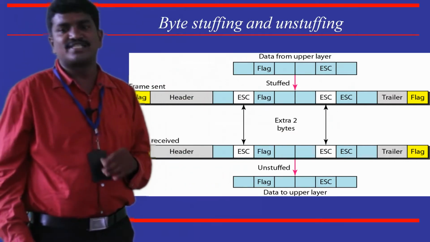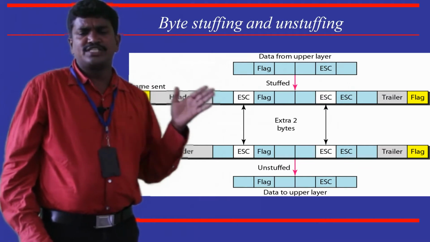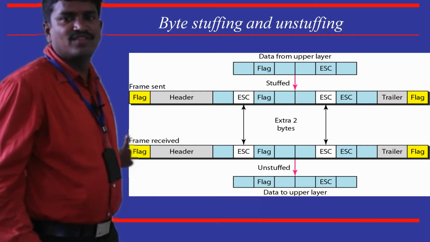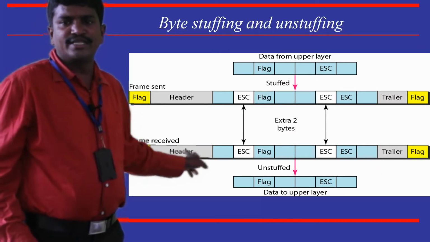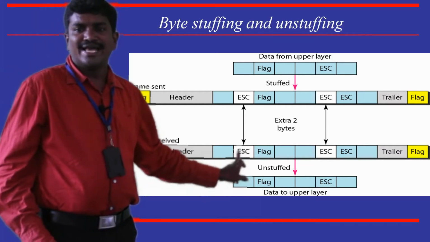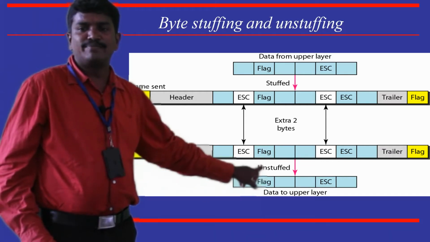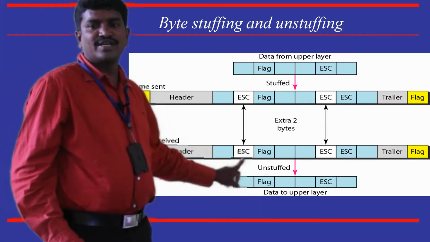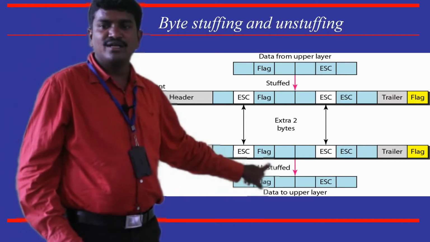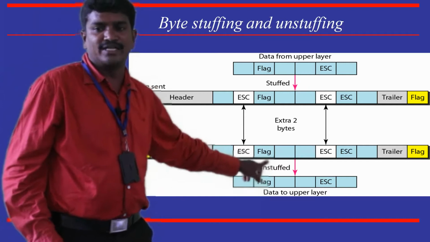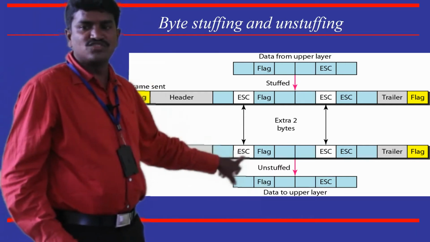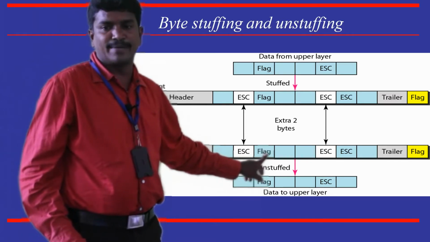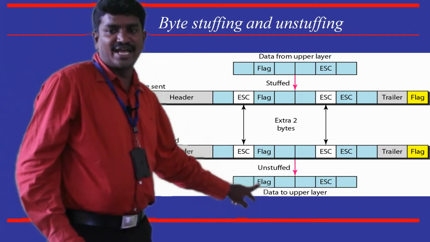Now what happens at the receiver side? The methodology is very simple. The receiver will keep on reading the data. Whenever it comes across a flag, it will understand it is the beginning of the frame, and it keeps on reading the data. Whenever it comes across escape, immediately it will skip the next byte, meaning that flag is never considered as the end of the frame. So in this case, it will remove this escape, and the next flag is ignored. So as it is, the flag is there in the data.